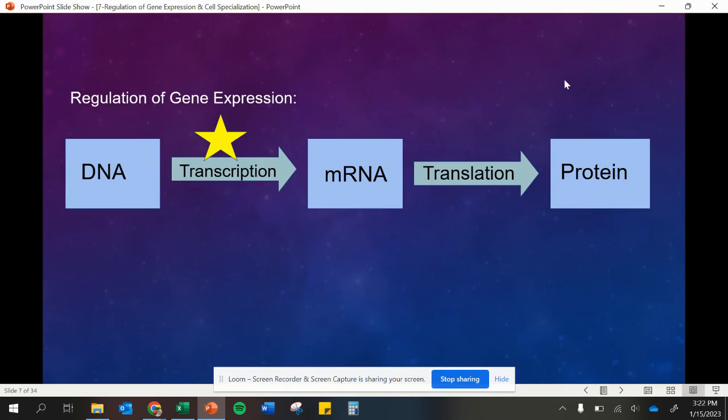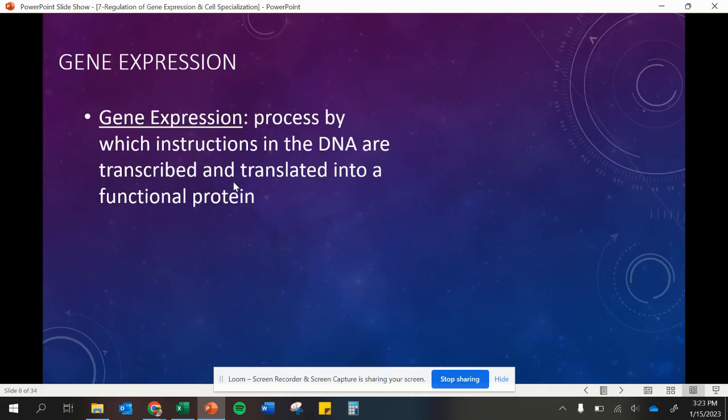Okay, so there's a couple of different places we can regulate this gene expression. So remember, we get the information from the DNA, we transcribe it into RNA, and then it's translated into a protein. So we want to regulate what proteins are made depending on the situation. And so we can regulate that at the transcription level as well as the translation level. So first we're going to talk about how we can regulate it at the transcription level.